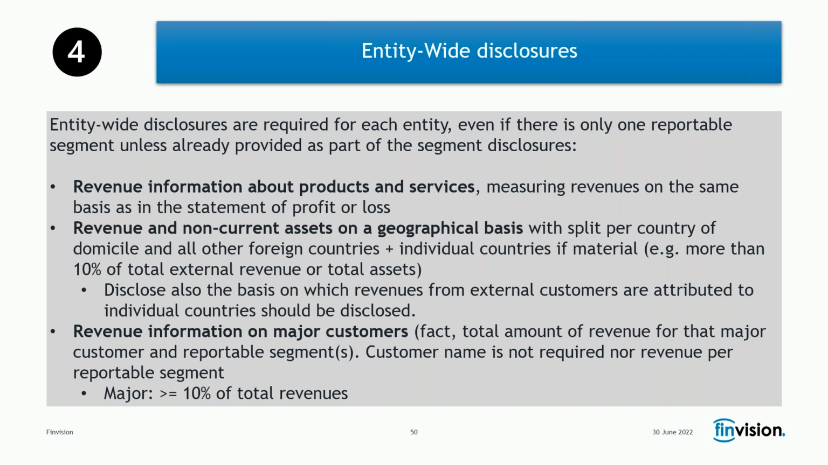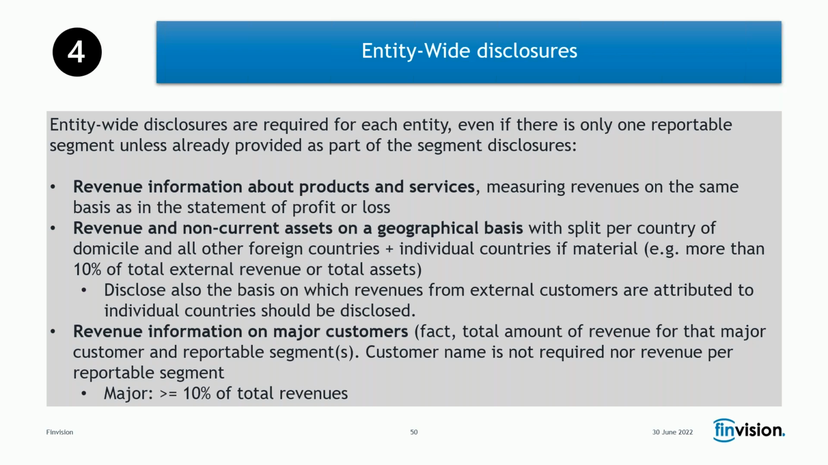Also, as I explained, the revenues can be based on the location of the entity that is selling or the location of the customer. You need to explain the basis on which revenues have been allocated to the geographical basis. And then revenue information on major customers needs to be explained. If I have a customer which is more than 10% of the total revenues, you need to explain it, not the name of the customer.